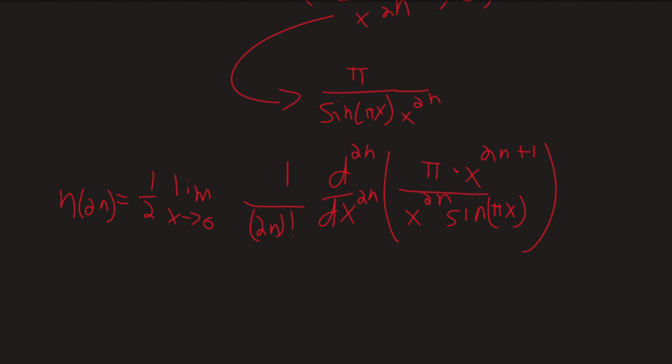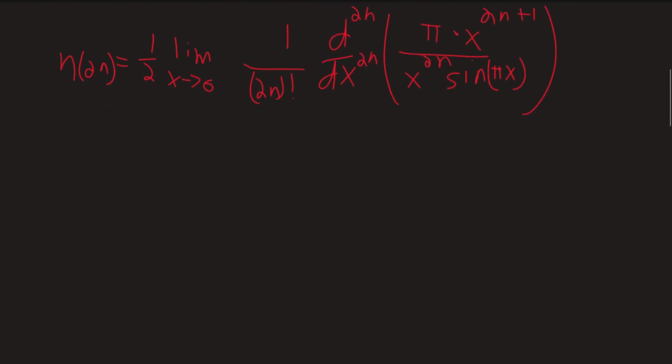So let's get evaluating, shall we? This looks not so nice, but it does simplify at least a little bit to begin with. So we are going to have 1/2 times the limit as x approaches 0 of 1 over 2n factorial. The parentheses should be the other side of the factorial. And then we have the 2nth derivative of pi x over sine of pi x.